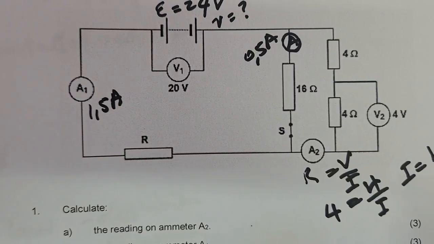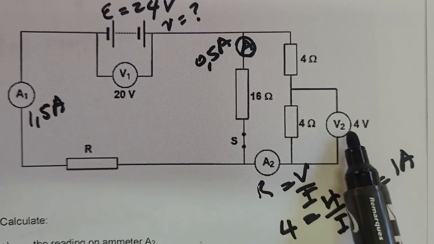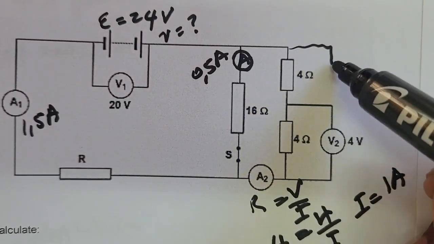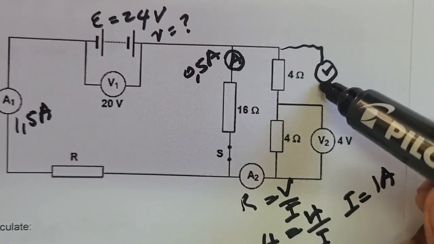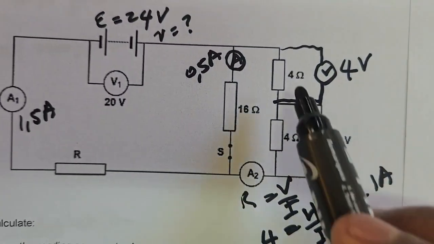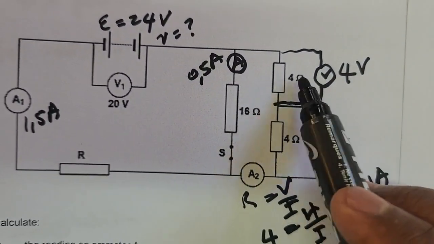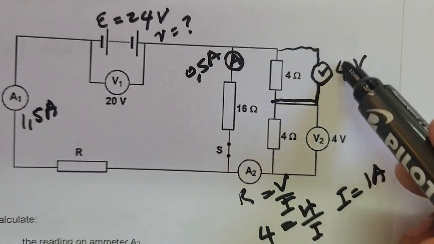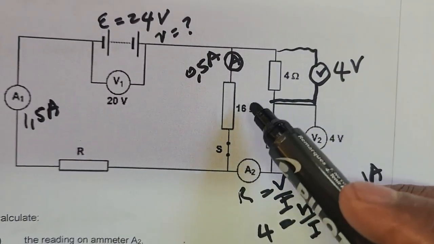Now, no problem. If the voltage across the 4 ohm is 4, then without even being told, we know that if I connect the voltmeter here, what will be the reading now? It will also read 4 volts, because the current is the same. So V equals IR, 1 multiplied by 4 will be 4 volts. Now, the total voltage of the parallel is 8.